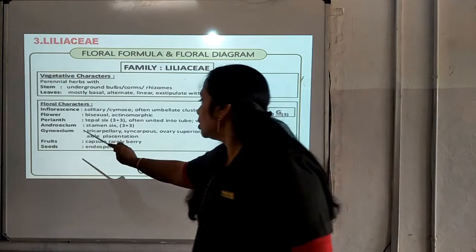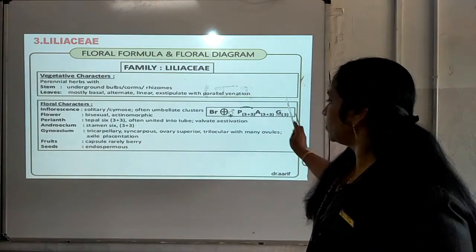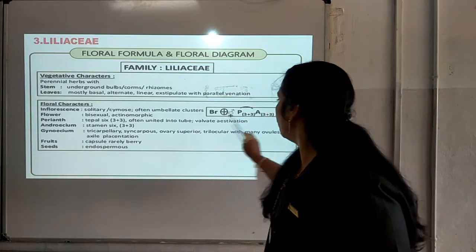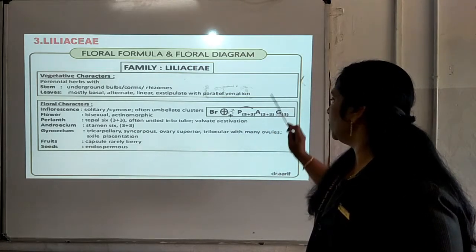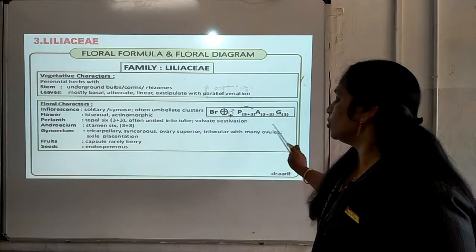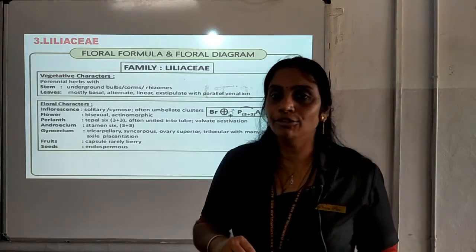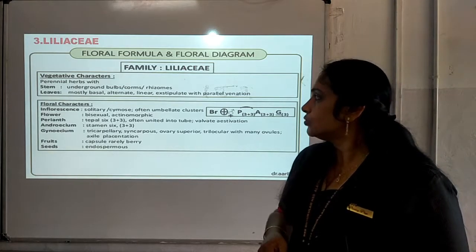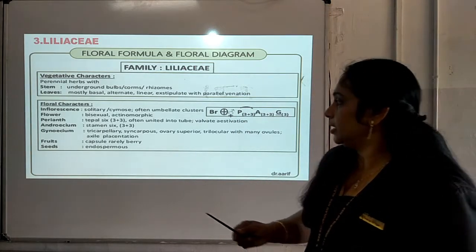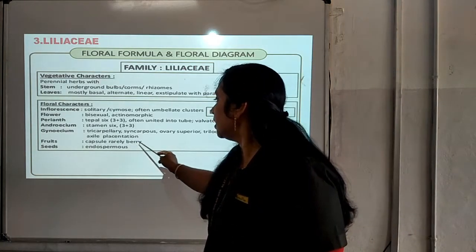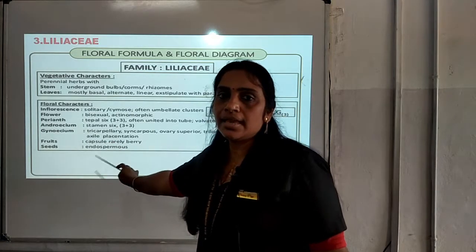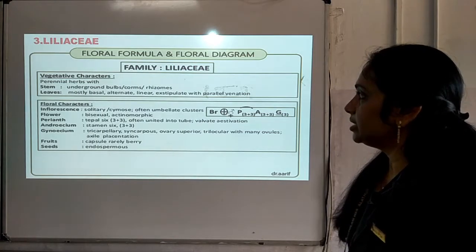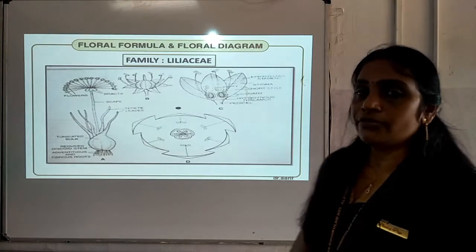Gynoecium is tricarpellary, 3 carpels are there, syncarpous, that is, united. Ovary superior, trilocular with many ovules, which we can show in the floral diagram. Axile placentation. The fruit formed in the Liliaceae family is a capsule, rarely a berry, and the seeds are endospermous. So, that is related to the vegetative as well as floral characters of the Liliaceae family.